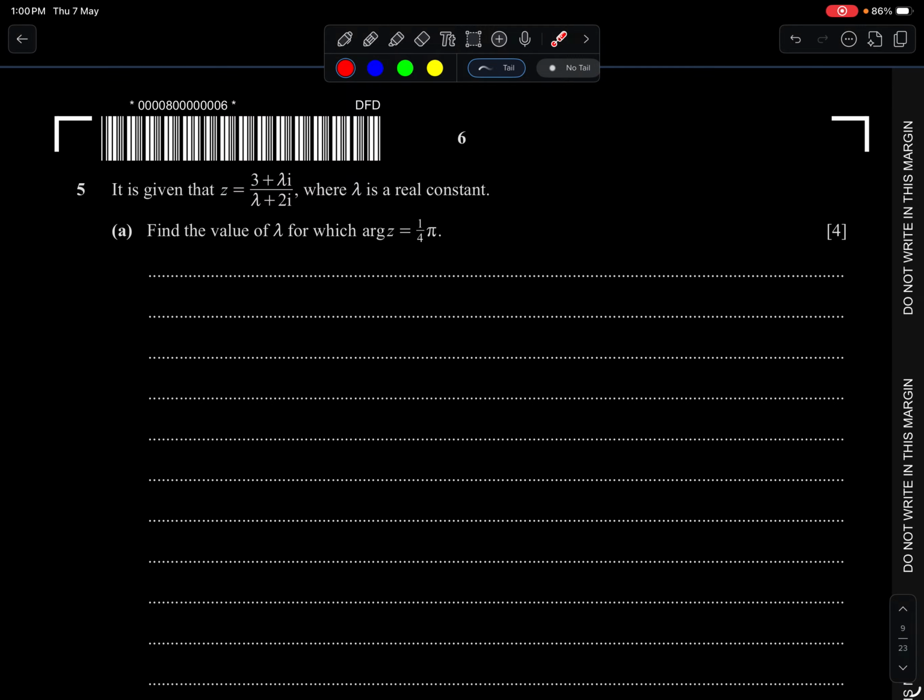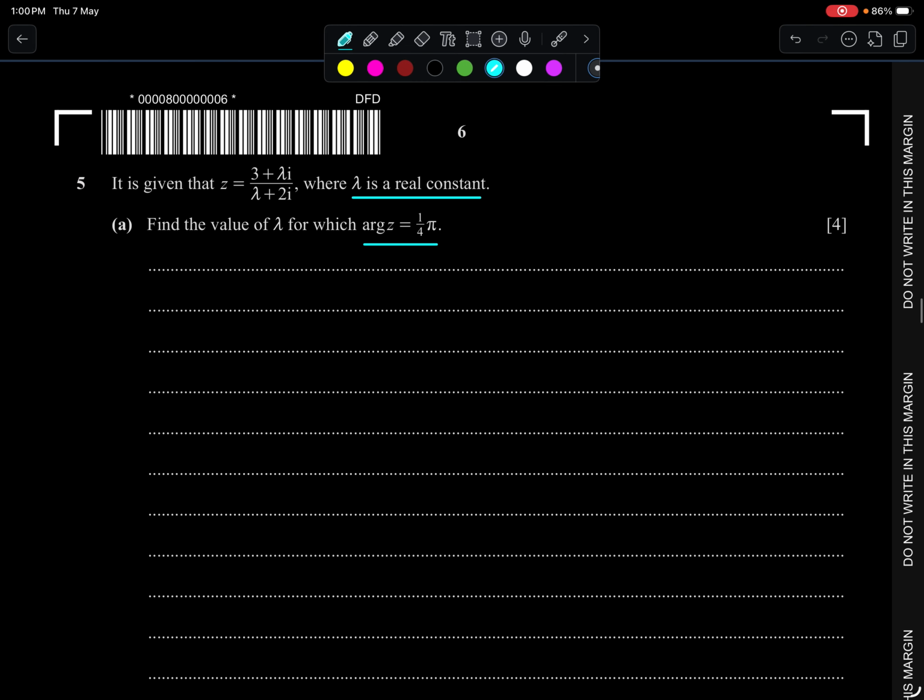Next question is of complex numbers. It is given that z is 3 plus lambda i divided by lambda plus 2i, where lambda is a real constant. Find the value of lambda for which argument z is pi by 4. Argument z pi by 4 means z is in first quadrant. Here.